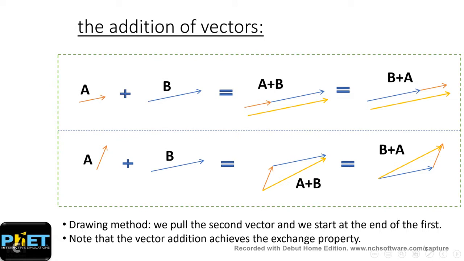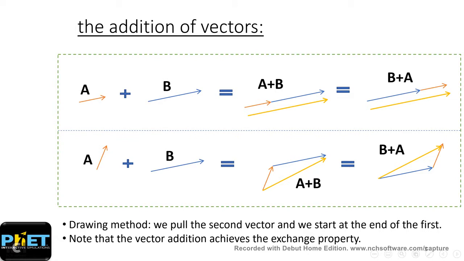Look here. This is B at first. Then we put the vector A. And this is the resultant vector, which has the same direction and the same length. If we have two vectors with the same direction and the same length, then we can say that they are equal to each other. By seeing that A plus B is equal to B plus A, we know that vector addition achieves the exchange property.